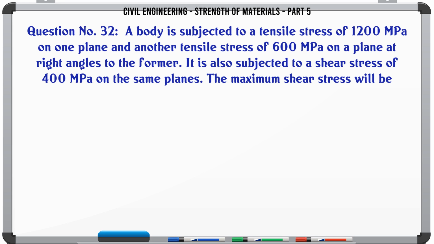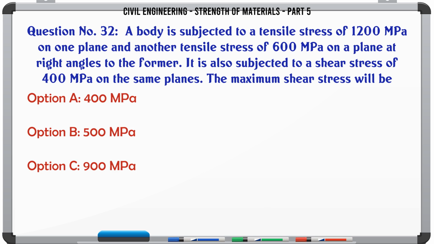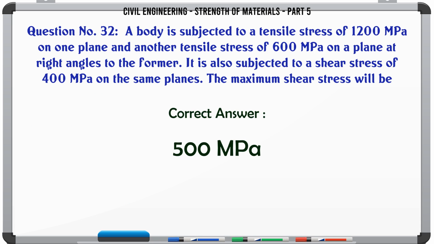A body is subjected to a tensile stress of 1200 MPa on one plane and another tensile stress of 600 MPa on a plane at right angles to the former. It is also subjected to a shear stress of 400 MPa on the same planes. The maximum shear stress will be A. 400 MPa, B. 500 MPa, C. 900 MPa, D. 1400 MPa. The correct answer is 500 MPa.